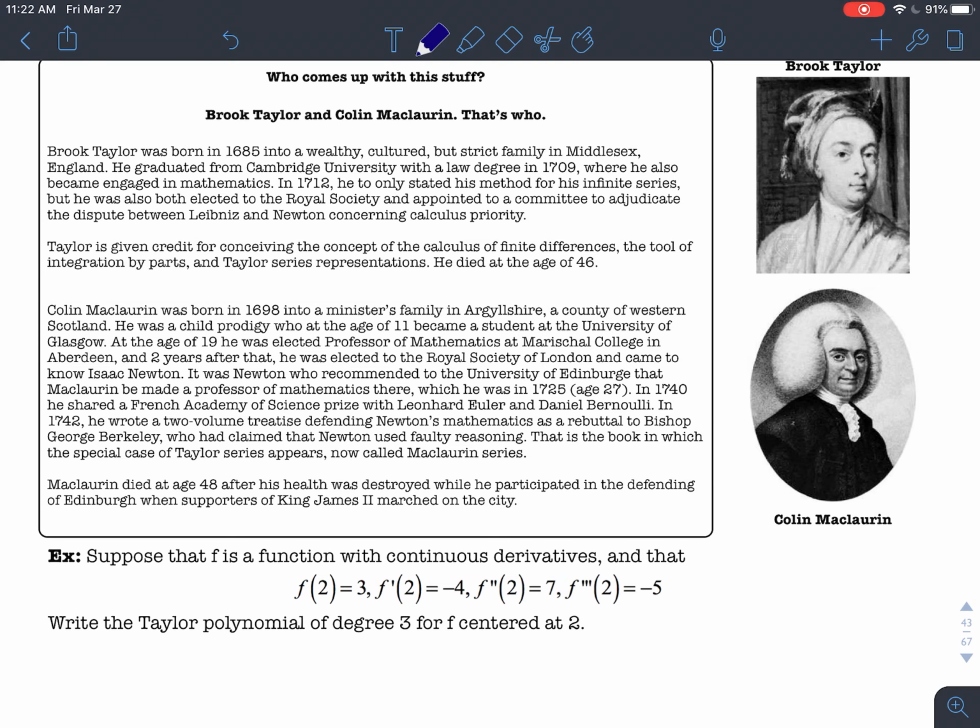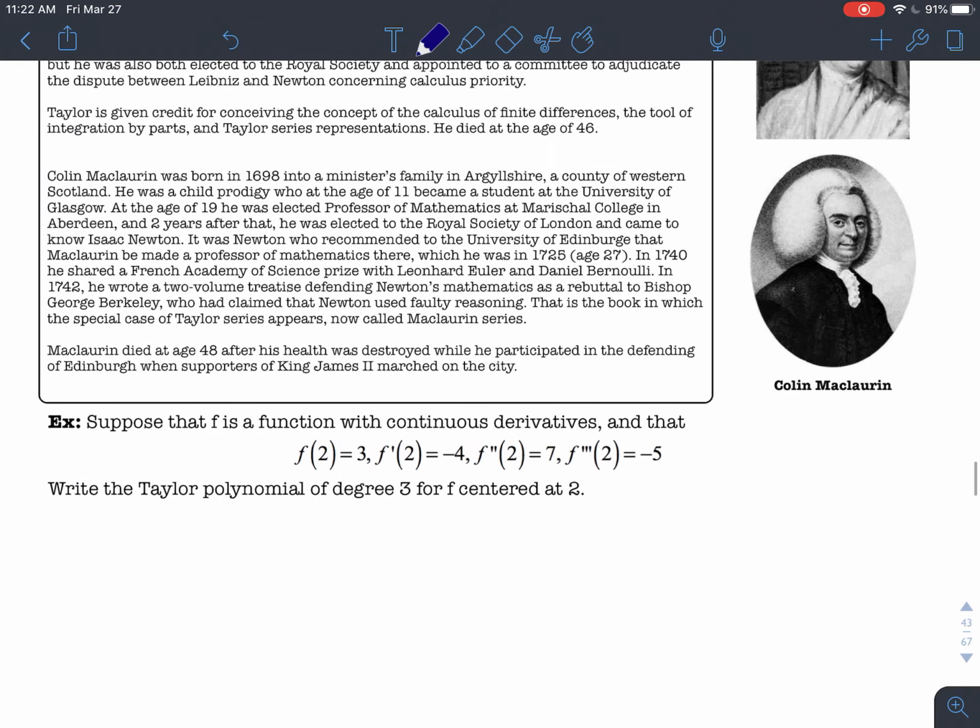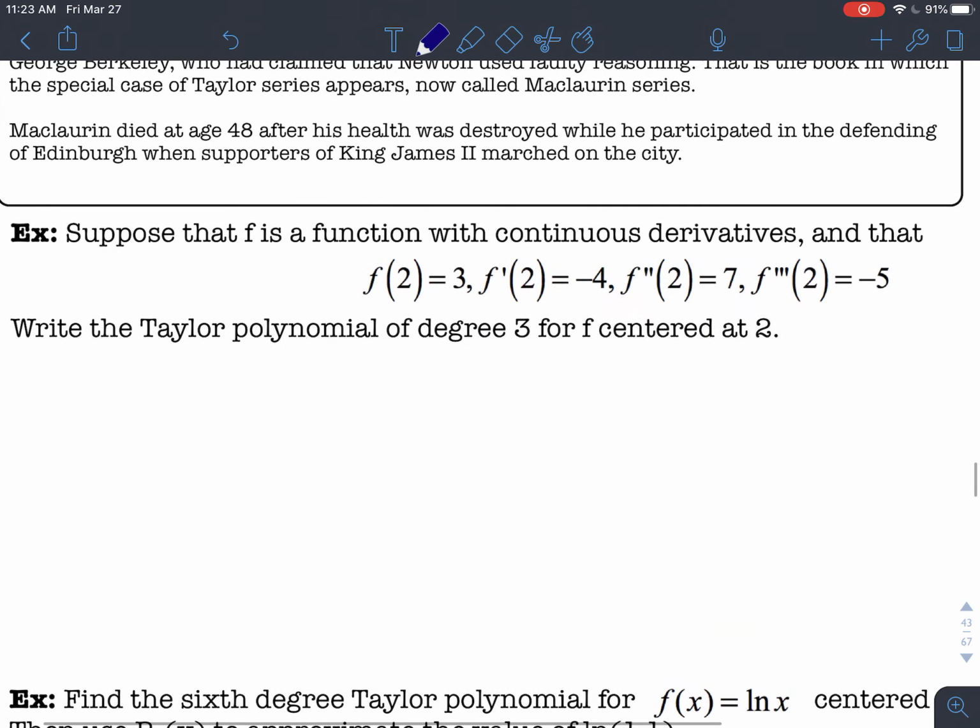Maclaurin also died very young. He died at 48. His health was destroyed after he participated in the defending of Edinburgh when the supporters of King James II marched on the city. So he died protecting what he loved in Edinburgh. But anyway, enough about those guys.